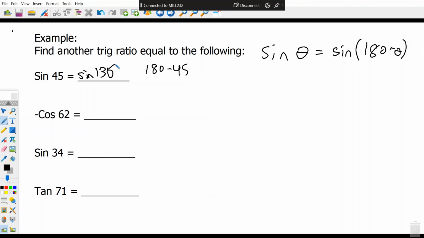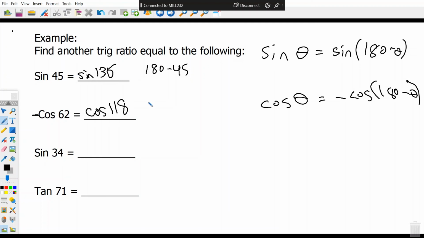For cos, excuse me, for cos they've got negative cos 62. So we remember that cos of the angle is equal to negative cos of 180 minus that angle. So 180 minus 62 is 118. So if this one is negative cos 62, then the equal one to that would be positive cos 118. 180 minus 62, and I got 118.